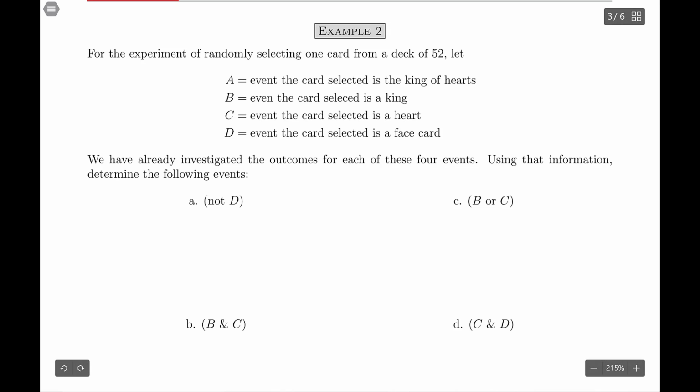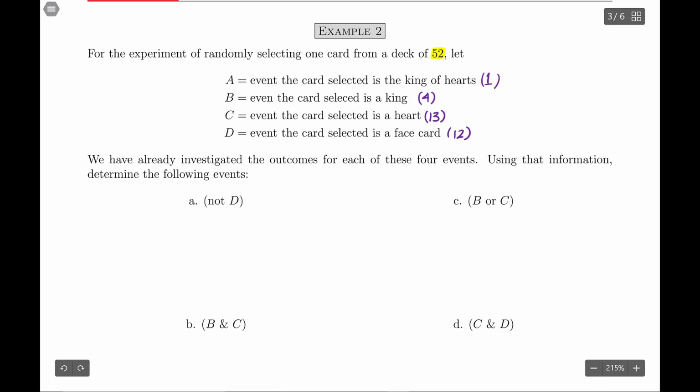Let's label these up here. There is one king of hearts. There are 4 kings. There are 13 hearts. And there are 12 face cards. And we have a total of 52 cards in a deck.